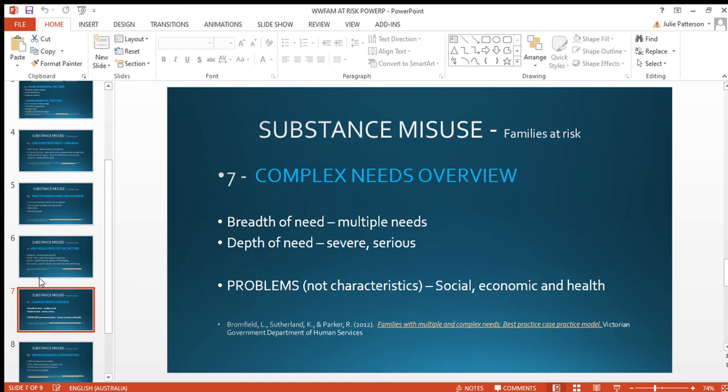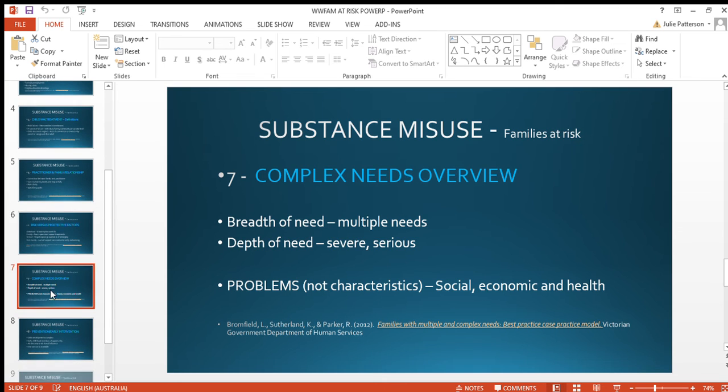What's important to consider is that families presenting with possible substance abuse or misuse usually have numerous problems going on in their life, and this is the basic framework for building understanding and response as a practitioner. So instead of characterising somebody as complex, it's more helpful to define them as having problems that are multiple or complex in relation to their social, health or economic aspects of their life.